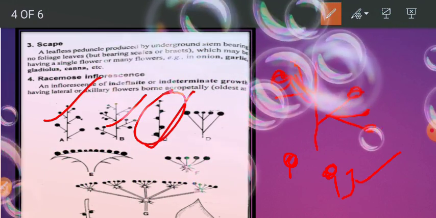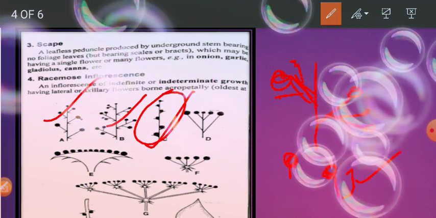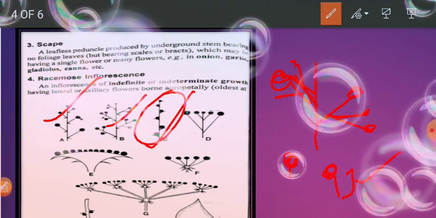And in case of the spike, the flowers are borne acropetally. For example, Adhatoda vasica. In this plant species, the arrangement of the inflorescence is the spike type. Then the spikelet type. This is the unit of the compound inflorescence of the grasses, mainly in case of the Poaceae family. So this is known as the spikelet.